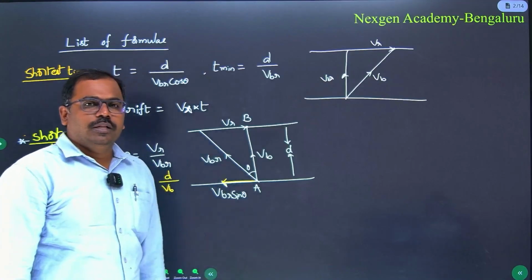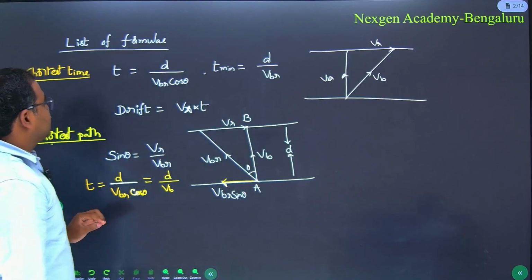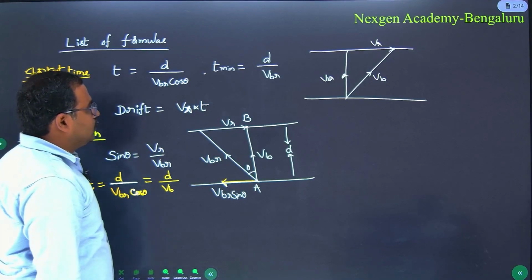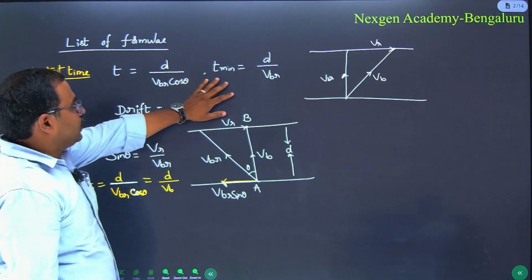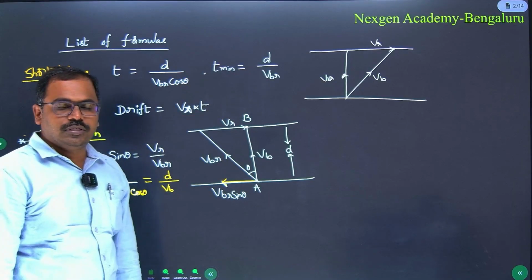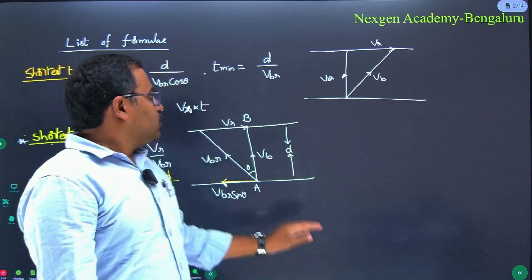So all the concepts have been summarized here. Whenever the boat crosses the river in the shortest time, t is equal to d by VBR cos theta, or this one: the minimum time taken by the boat to cross the river is d by VBR. Here theta is equal to 0, which means the boat is always aiming at the opposite bank. So this is the formula.